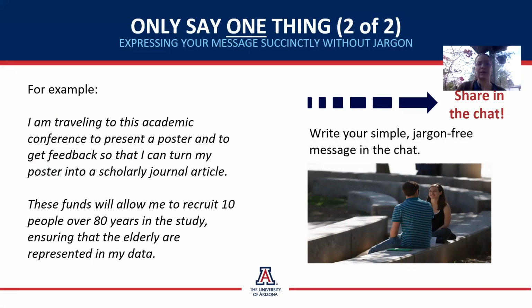So one example that we may find in typical grant applications could be something like, I'm traveling to this academic conference to present a poster and to get feedback so that I can turn my poster into a scholarly journal article. Another could be, these funds will allow me to recruit 10 people over 80 years old in the study, ensuring that the elderly are represented in my data. So again, writing a simple and jargon-free message.